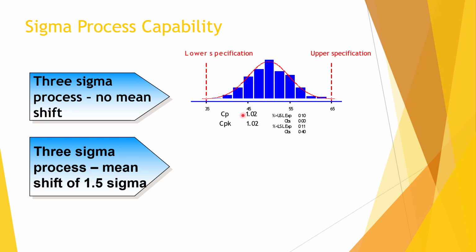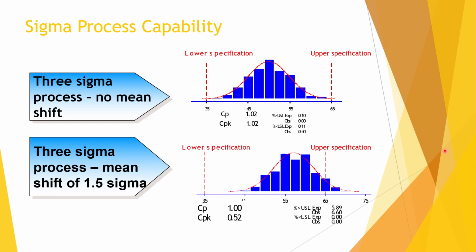So in this example, 3 sigma process, there's no mean shift. In this example, 3 sigma process, mean shift of 1.5 sigma. If the process is exactly centered on target, the PPK and CPM values will be equal. CPM is calculated only when you provide the target values.